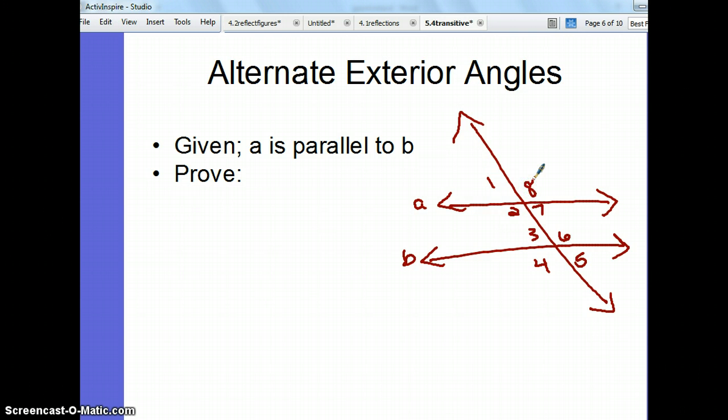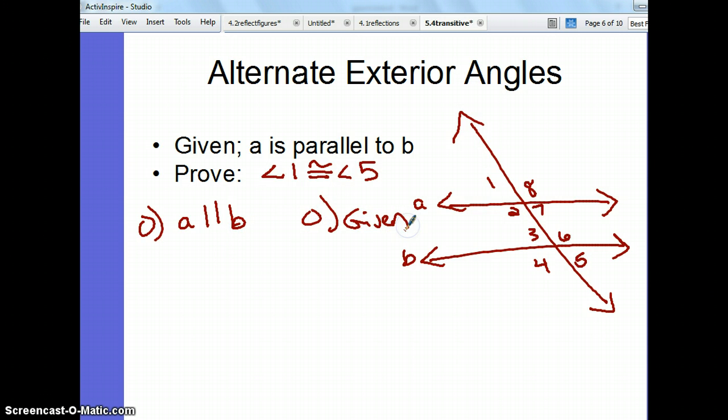So we want to prove a pair of alternate exterior angles. So alternate interior angles are like 2 and 6. So a pair of alternate exterior angles would be angle 1 is congruent to angle 5. So step 0, A is parallel to B, given.